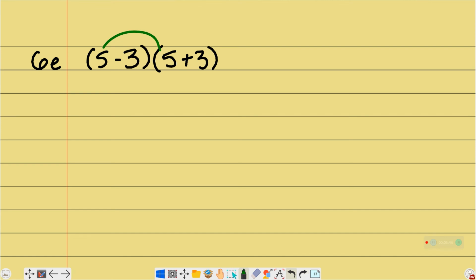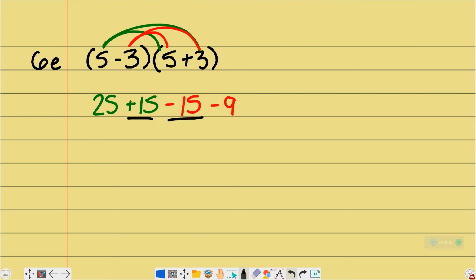5 times 5 is 25. 5 times 3 is 15. But now instead of 3 times 5, we have to do negative 3 times 5. And that is negative 15. Then we do negative 3 times 3, which is negative 9. If I add 15 and take 15 away, that just makes 0. So now I have 25 minus 9. 25 minus 9 is 16.